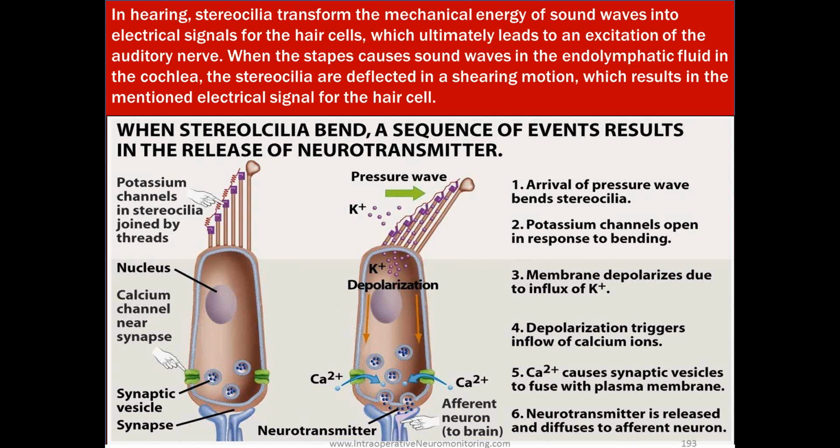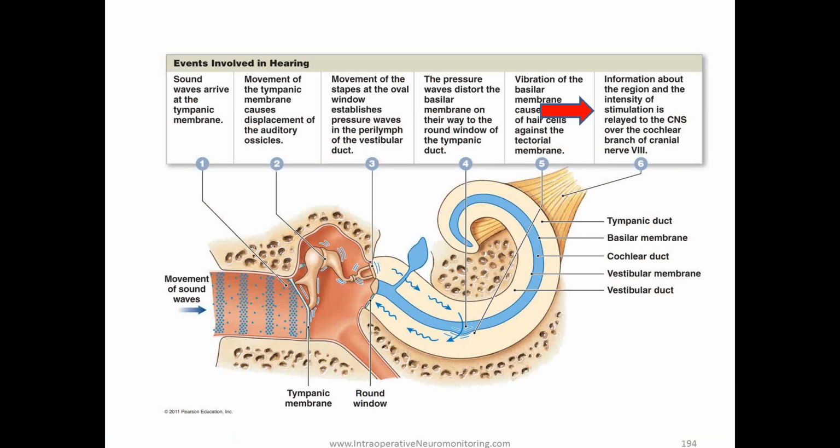Neurotransmitter is then released and diffuses to the afferent neuron. So here we have this mechanical release of potassium causing depolarization, causing neurotransmitter release. Now an electric signal is gone through the nerves.